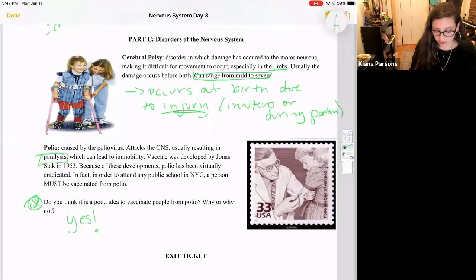Paralysis. Not good. You don't want to be paralyzed, even if you just have partial paralysis of one muscle in your body. Remember, when we're maintaining homeostasis of the entire body, if one part of your body has been completely immobilized, that limits the rest of your body's ability to actually maintain that stable internal environment because it's always compensating for that injury. So yes, it's a good idea to vaccinate people from polio to prevent the spread of a deadly illness.